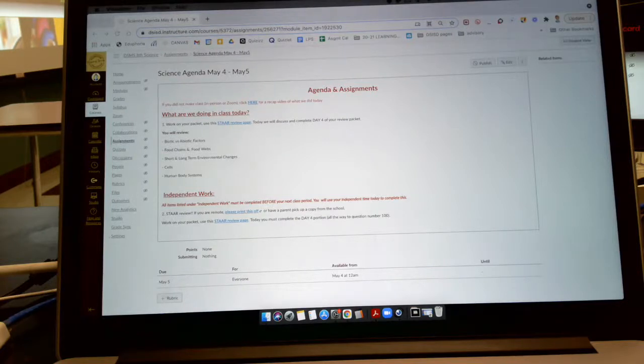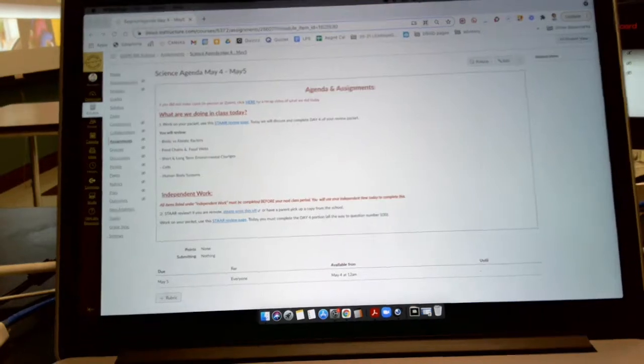Remember that this packet is your final exam grade, and your packet is due to your science teacher or in the front office no later than May 11th, and the packet is your exam. Let's look at the day 4 portion of your exam packet and go over what you learned last year in 7th grade.